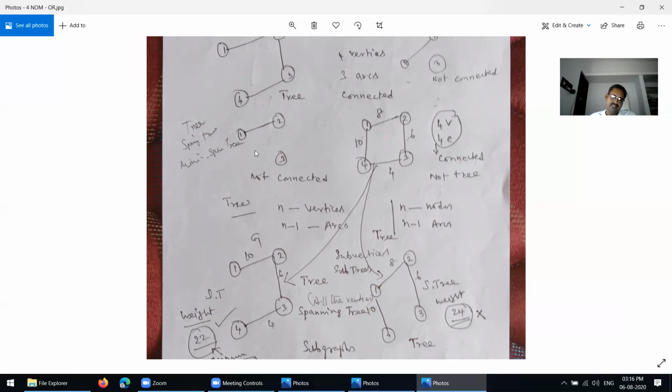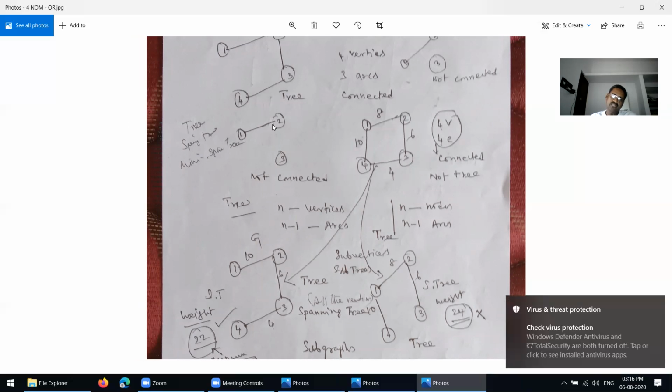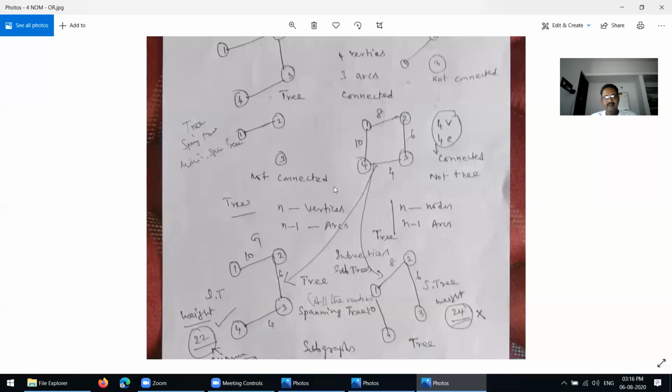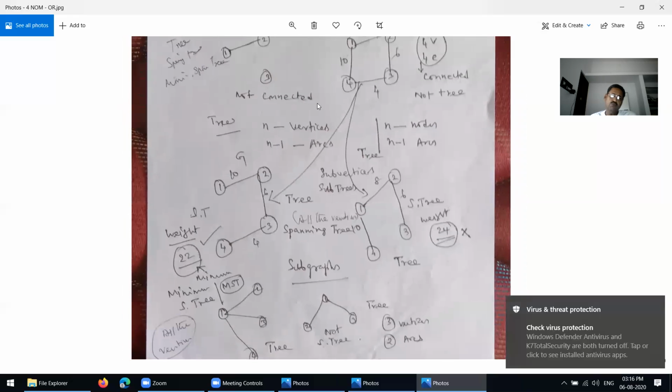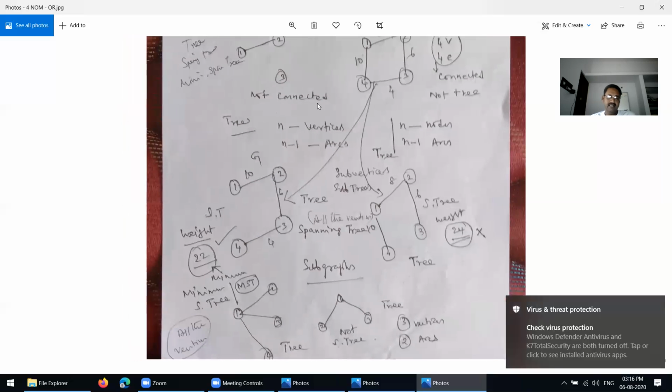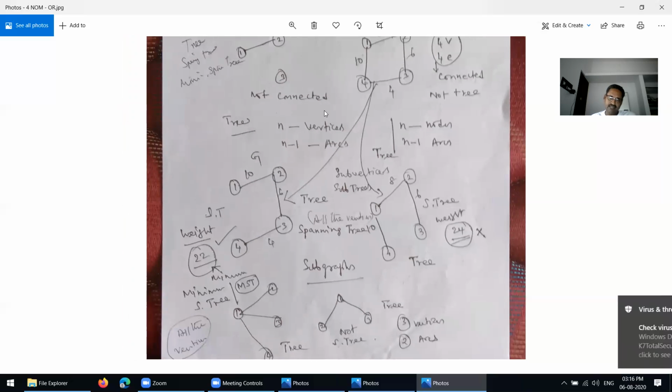So here this one is not connected. See here now, 1, 2, 3. 1, 2 is connected, but 3 is not connected. So therefore it is not a connected graph. You understand? Now next we have to explain what you mean by the spanning tree. Spanning tree is a very important thing.